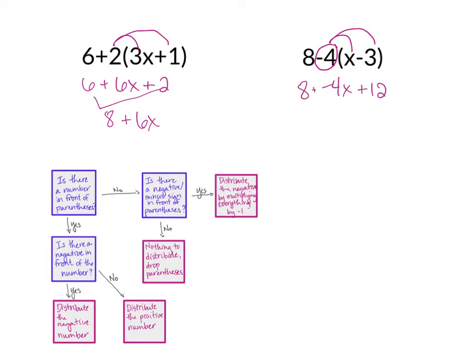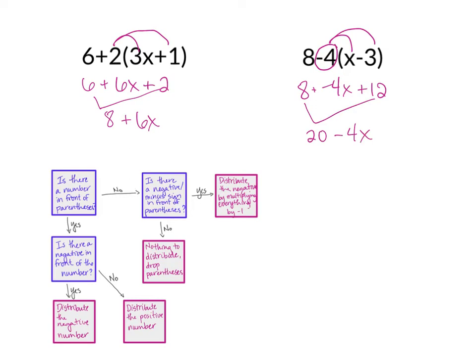We could drop down a plus negative 4x if we wanted to, but we can write this as 8 minus 4x plus 12 or 8 plus a negative 4x plus 12. Either way is fine. I'm going to combine my like terms again to get 8 plus 12 is 20, and then minus 4x, or plus a negative 4x, whichever you prefer.